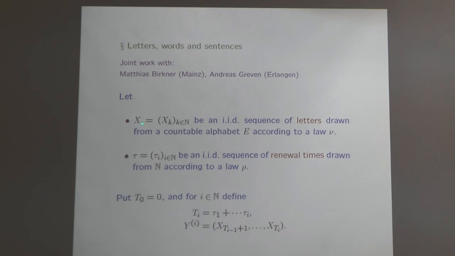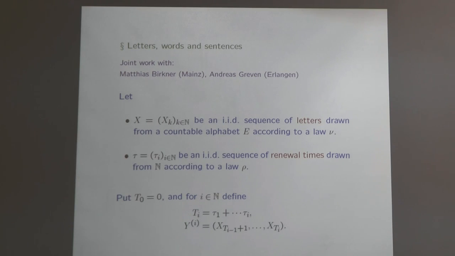I'm going to start by drawing an IID sequence of letters, which I label, the kth letter is x_k, and they can be drawn from any countable alphabet. This alphabet could consist of the numbers 0 and 1, or it could consist of all the integers, or all the vectors in Z^d. It is some countable alphabet about which I do not need to assume too much at this point. I'm going to assume that the letters are drawn independently according to some probability distribution on this alphabet, which I denote by nu.